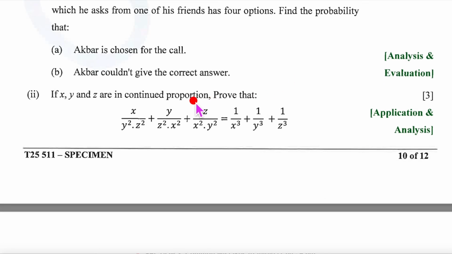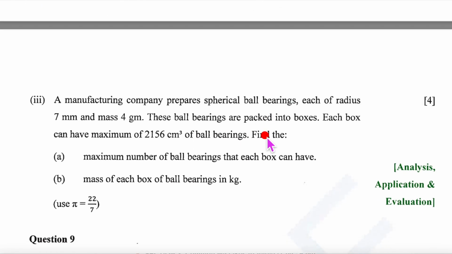And let us come to this continued proportion xyz. So I can use K method also, and just plain substitution. I'll have to be very careful for getting these 3 marks. So I'll have to be very cautious. So it is doable. Let us look at this.